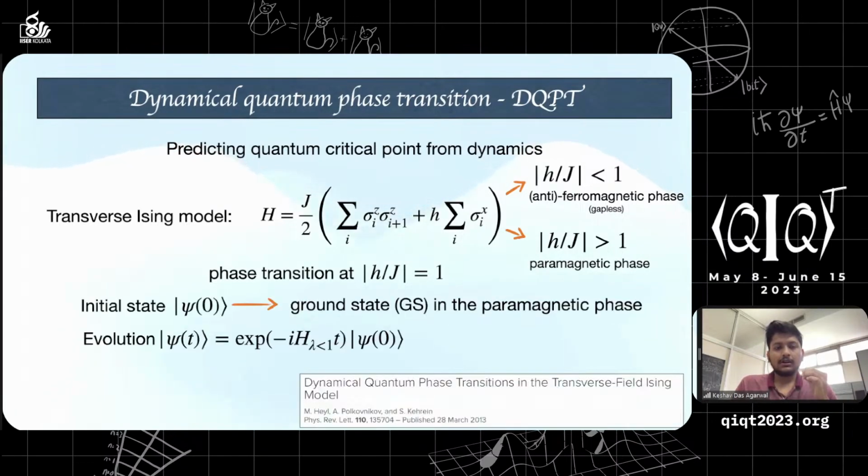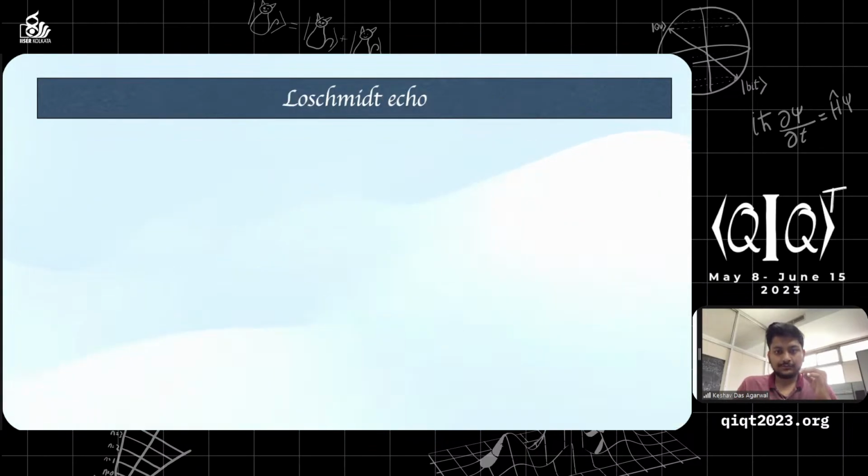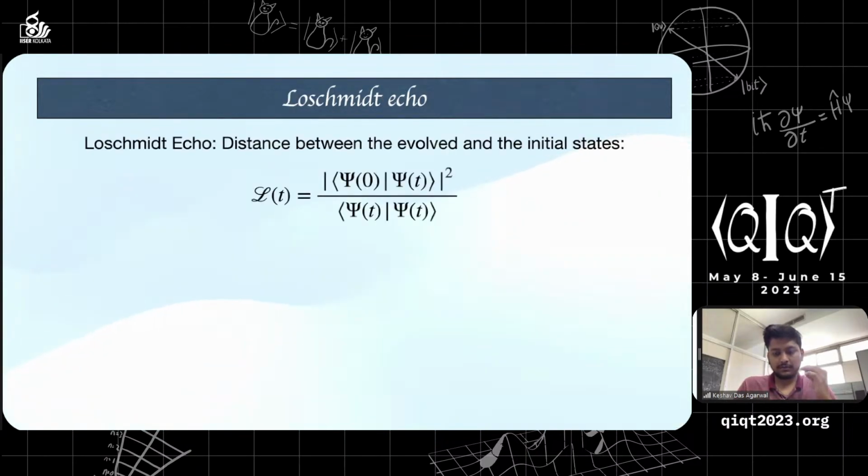So the quenching protocol is you start with a ground state in one of the phases, let's say a paramagnetic phase, and then you evolve with a Hamiltonian. Let's say you change the magnetic field very fast. If you evolve with a different Hamiltonian, there will be non-trivial dynamics. And the parameter people look into is the Loschmidt echo, which is the distance between the evolved state and the final state. In the Hermitian case, the denominator of this equation is just 1.